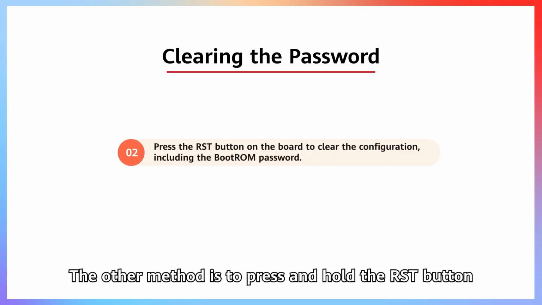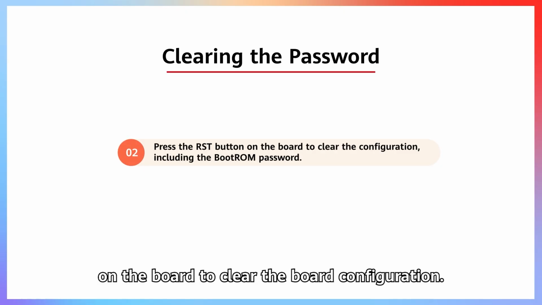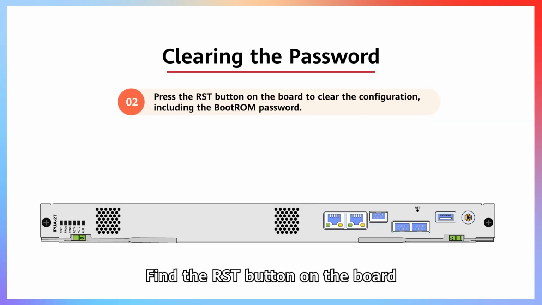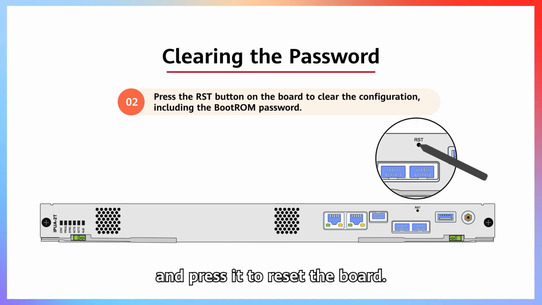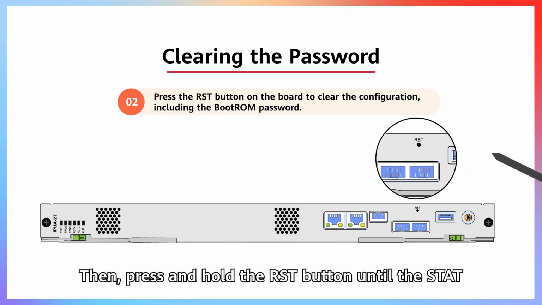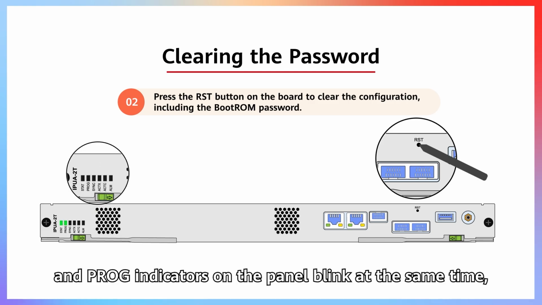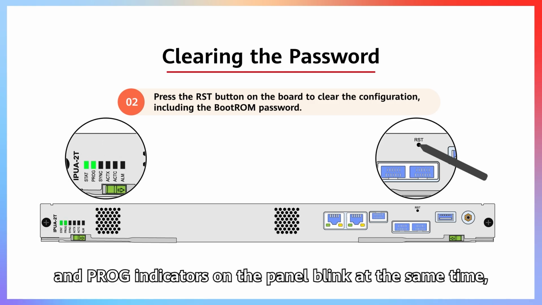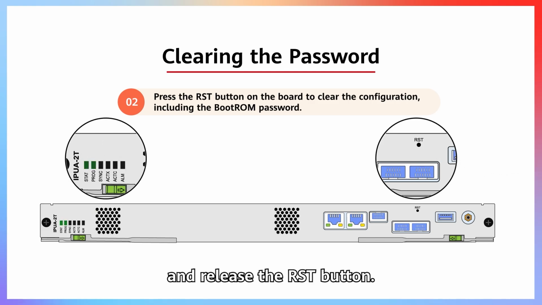The other method is to press and hold the reset button on the board to clear the board configuration. Find the reset button on the board and press it to reset the board. Then press and hold the reset button until the status and program indicators on the panel blink at the same time, and release the reset button.